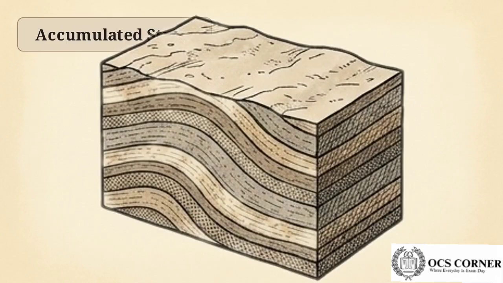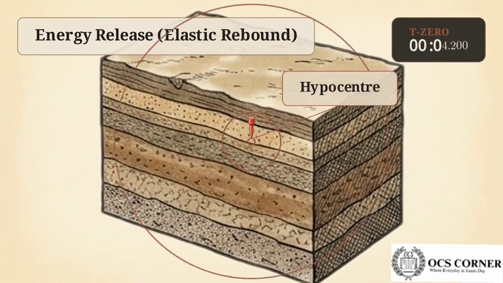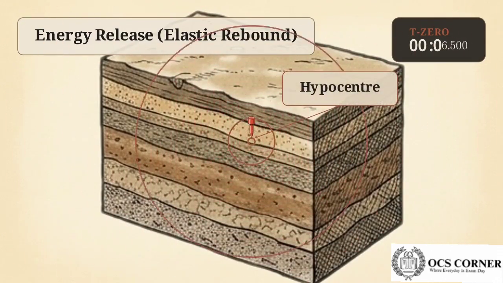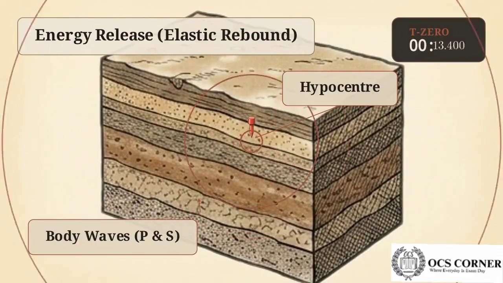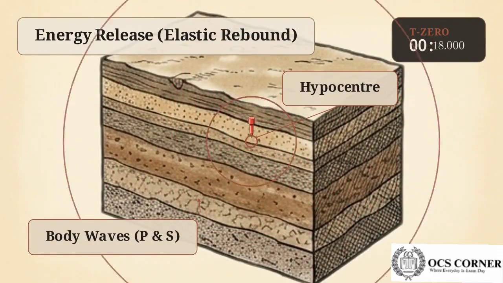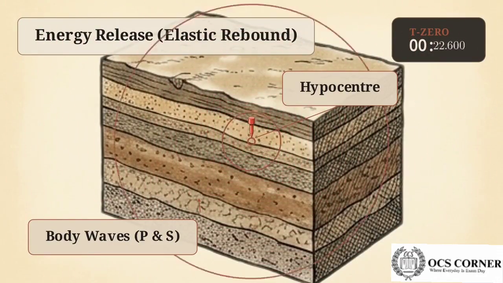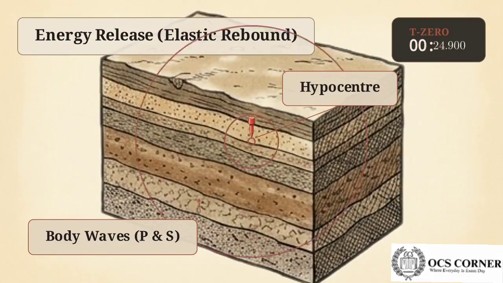Returning to our 3D crust model, we can pinpoint the exact subterranean moment static friction fails. This localized 3D coordinate of initial rupture is defined as the focus, or hypocenter, starting our timeline at exactly T0. At this precise second, an instantaneous phase change occurs. Decades of stored potential strain are instantly converted into kinetic energy. That kinetic energy radiates outward from the hypocenter into the surrounding rock as fast-moving, concentric mechanical body waves.